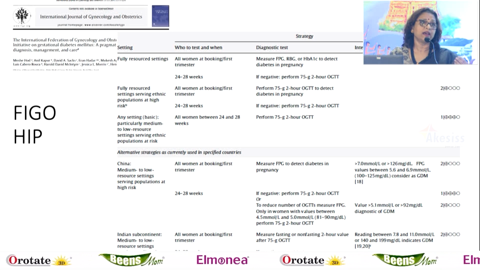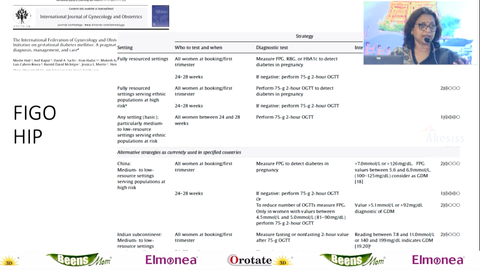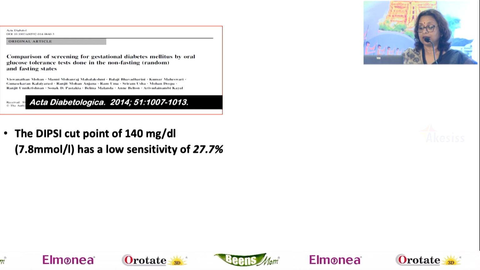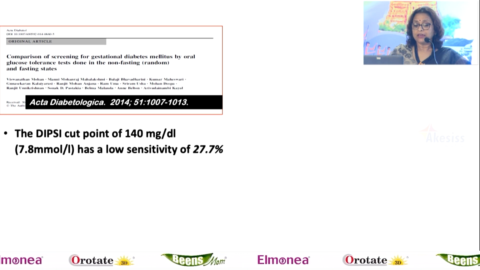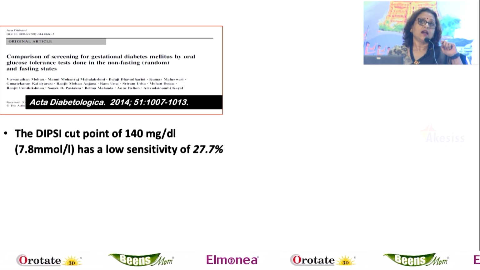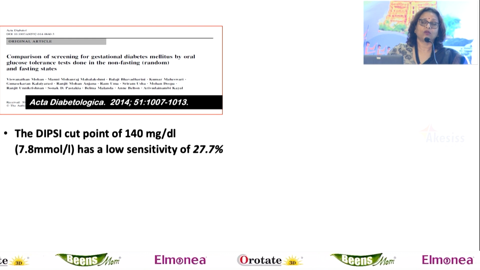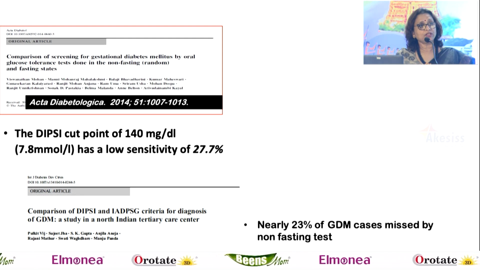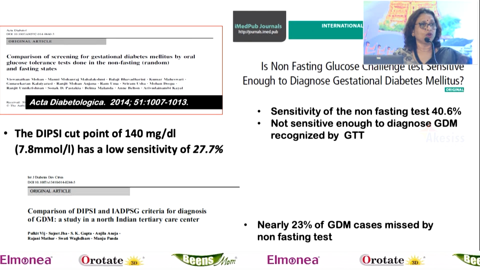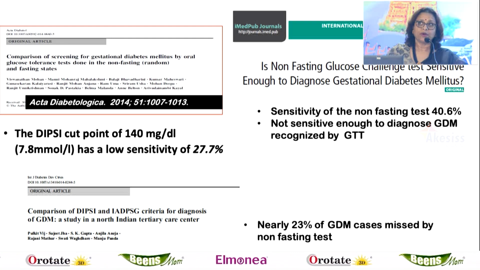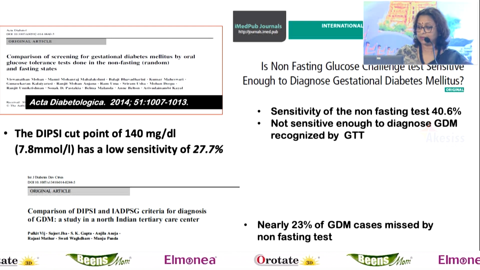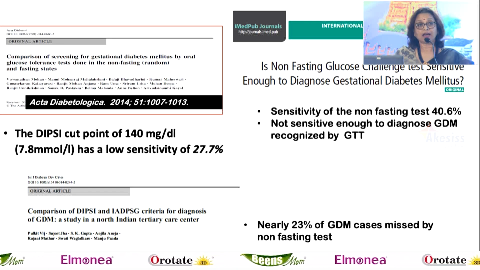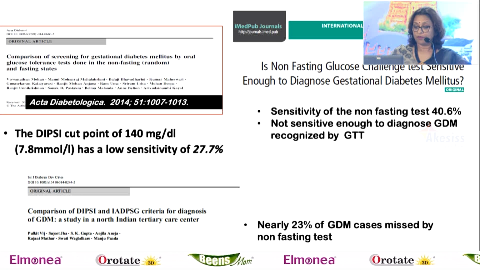But if you are in a center where women are willing to come in the fasted state and you can do the screening with a GTT, then that is the gold standard. Why? Because even though the DIPSI test has been validated in one paper, where it correlates perfectly with the 75-gram GTT, the sensitivity of the test has been shown to be low in many studies. You don't want to use a test with low sensitivity when you are dealing with a population at extremely high risk, and many studies from India and Sri Lanka suggest that you may miss as high as 23% of gestational diabetes when we use the test.